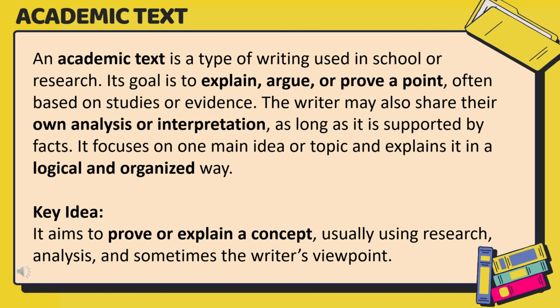An academic text is a type of writing used in school or research. Its goal is to explain, argue, or prove a point, often based on studies or evidence. The writer may also share their own analysis or interpretation, as long as it is supported by facts. It focuses on one main idea or topic and explains it in a logical and organized way. Key idea: it aims to prove or explain a concept, usually using research, analysis, and sometimes the writer's viewpoint.